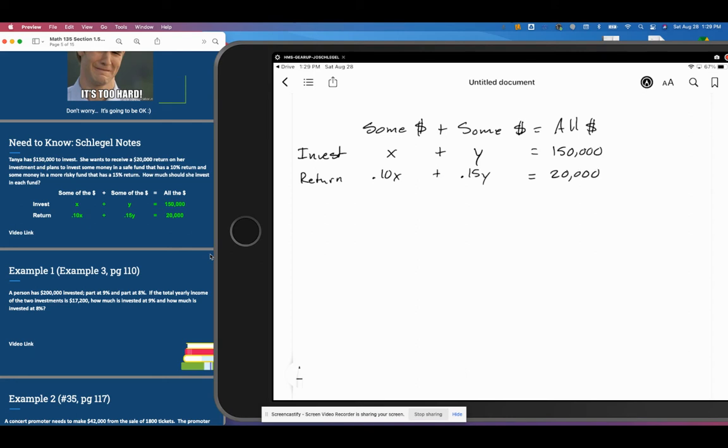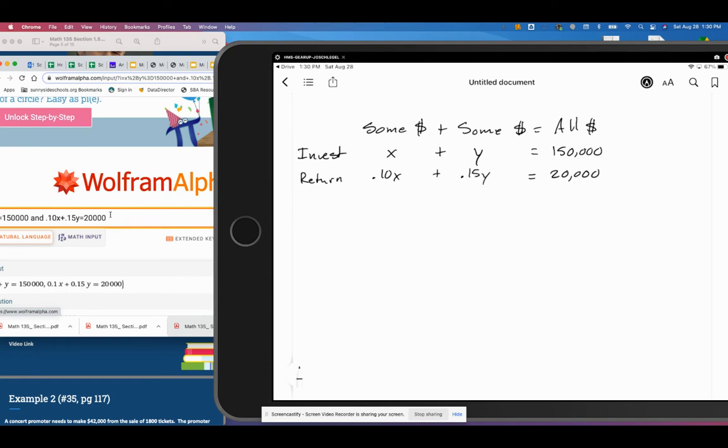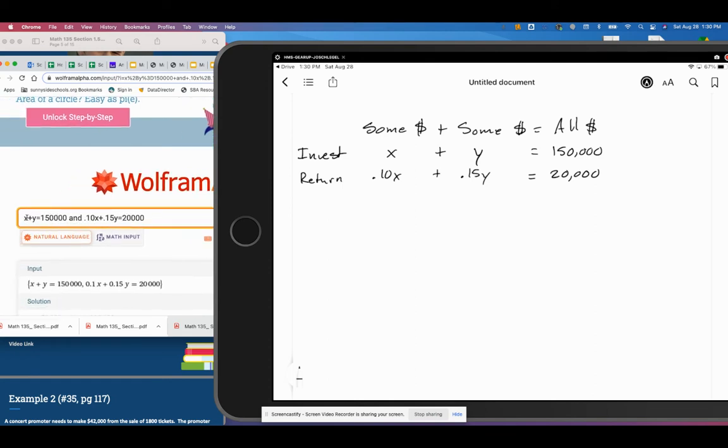So with that, we are going to bring our pal Wolfram on the scene to do the math around this. Wolfram will make this very easy for us, actually. And so I've already penciled out the equation there. So I put in x plus y equals 150,000. And then the word and. So anytime we're solving a system with more than one equation, we're going to put the word and in the middle on Wolfram. Then 10% x, or 0.1 x plus 0.15 y equals 20,000.